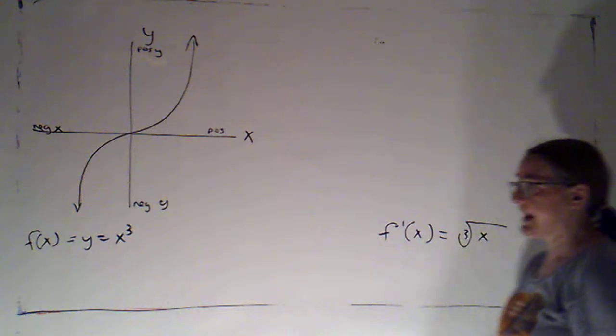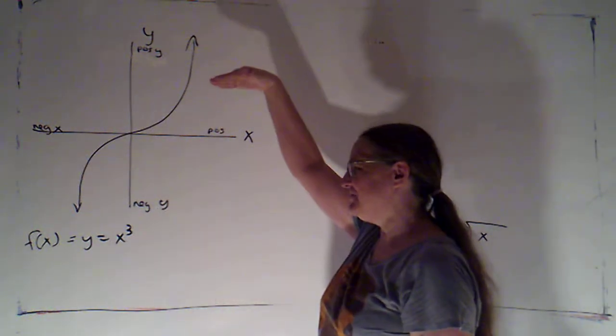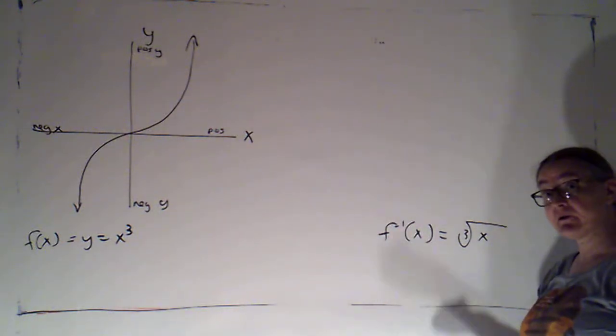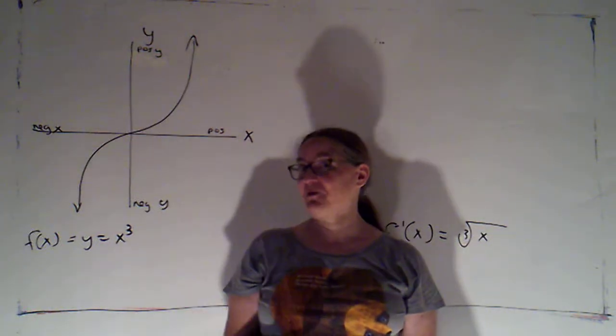Here I got that by just saying, how would I undo what this function is doing? I undo cubing by taking the cube root. And odd powers and roots do undo each other perfectly. Even ones are the ones that don't.